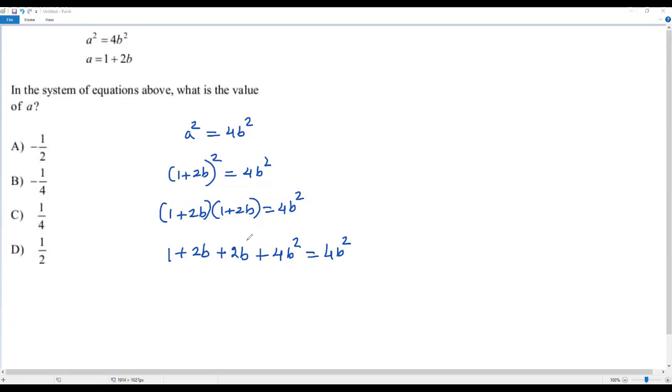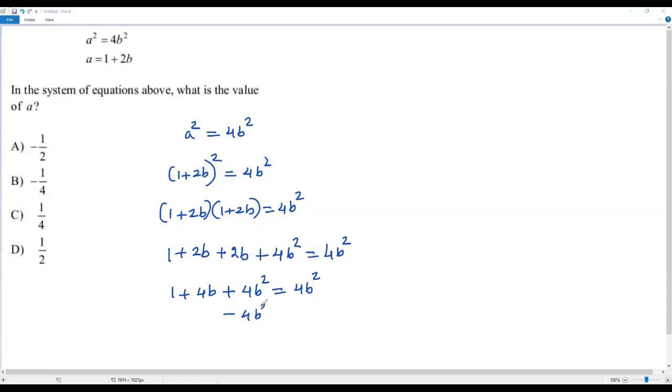Here now we can combine the like terms of positive 2B and positive 2B. Then I'm getting 1 + 4B + 4B² = 4B². Here we can subtract 4B² from both sides because we find positive 4B² on both sides of the equation. When I subtract 4B² from both sides, I'll be able to get rid of these terms. Let me do it.